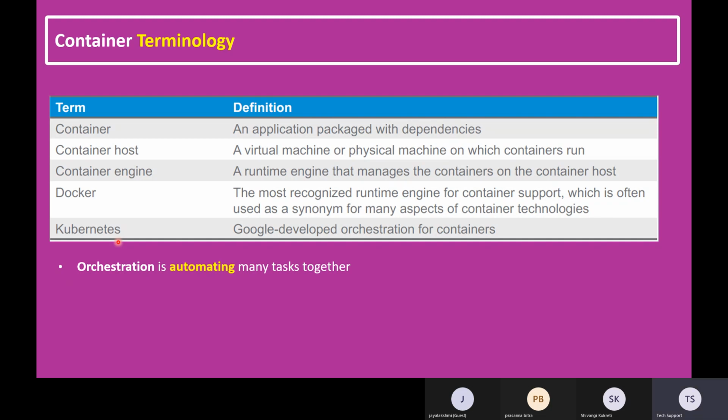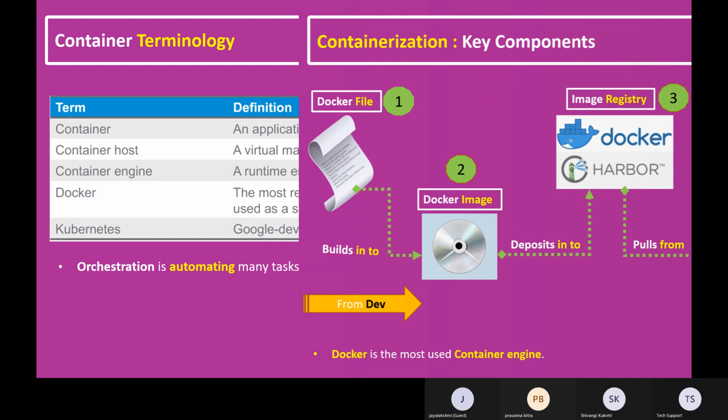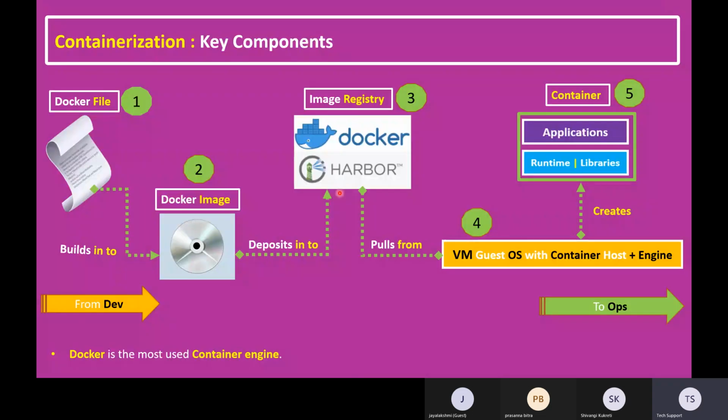Now we are going to talk about some more points on containerization. What are the key components in containerization? Containerization key components involve, here in the diagram, I highlighted 5 key components. So let's start from the first point. The first point is that our developer will prepare a Docker file. This coding we need not worry about; this will be taken care of by developers.